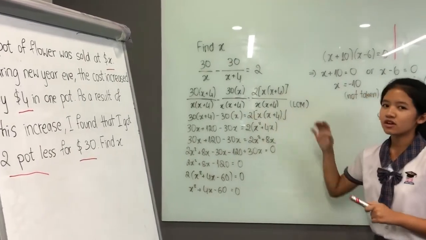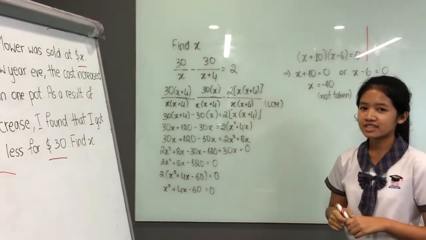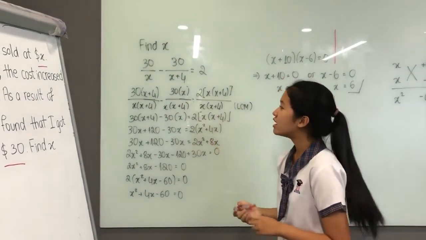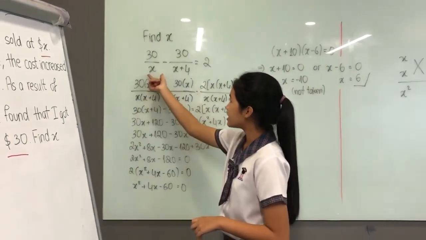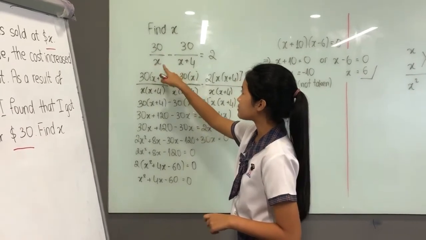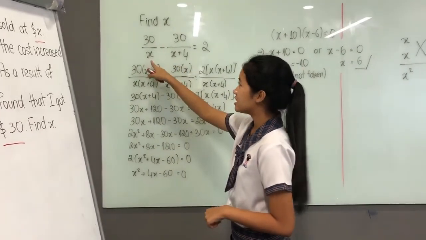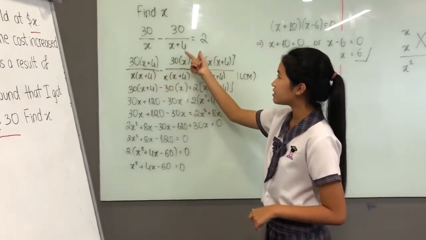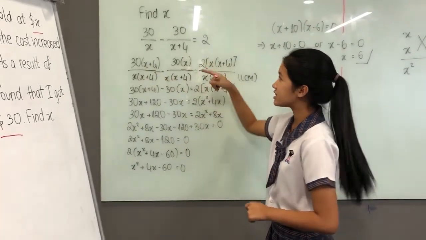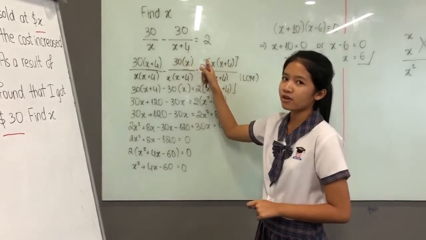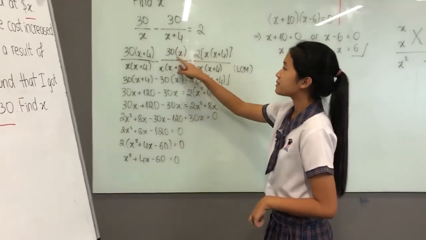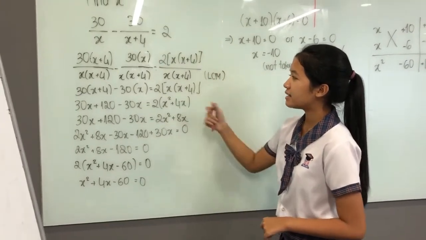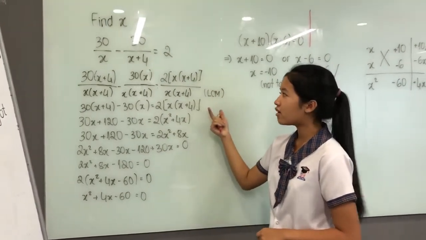So to solve this equation, we need to find the LCM. The LCM is x multiplied by x plus 4. For this fraction, we need to multiply it by x plus 4 because it already got x. So 30 multiplied by x plus 4, and this fraction we need to multiply by x because it already has x plus 4. So we get 30 multiplied by x, and for this part we need to multiply it by x times x plus 4.